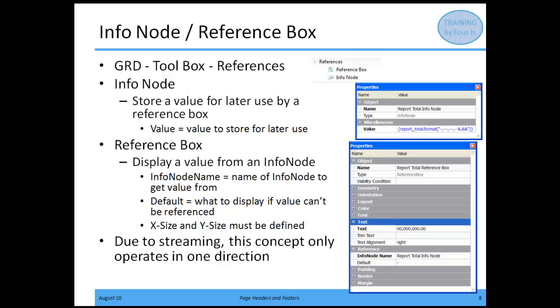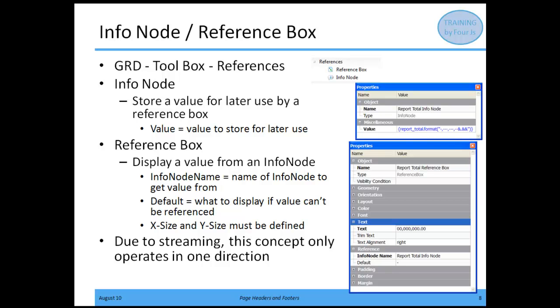We're streaming the data, but sometimes you need to know, or you want to know, what existed in the previous row streamed across that is not existent in the current row streamed across. And that's where we can use an info node. You can attach the info node so that it's saving a value, and it saves it until that info node gets written over again. Then you use the reference box to display that info node.